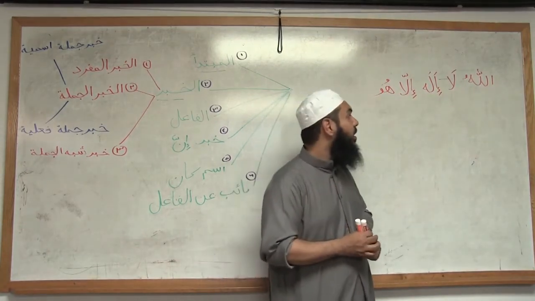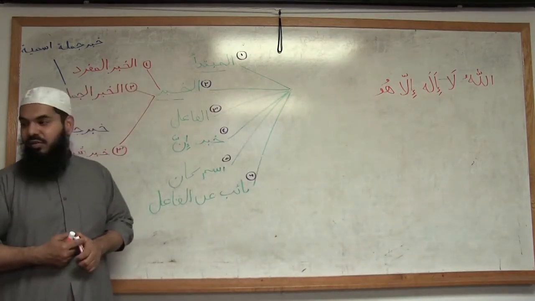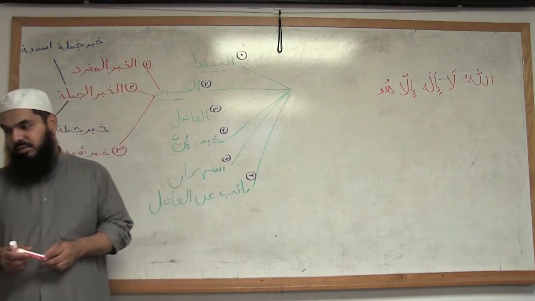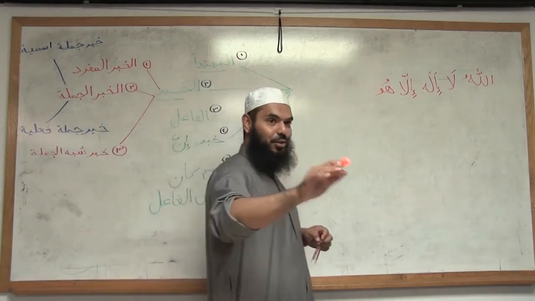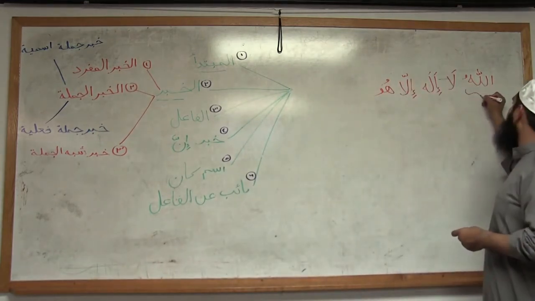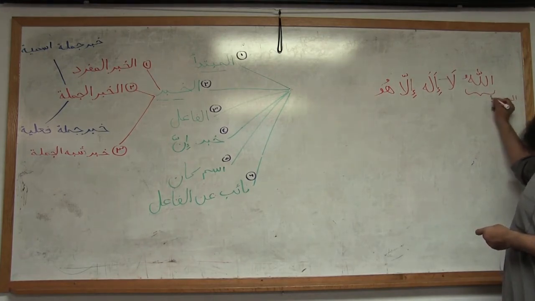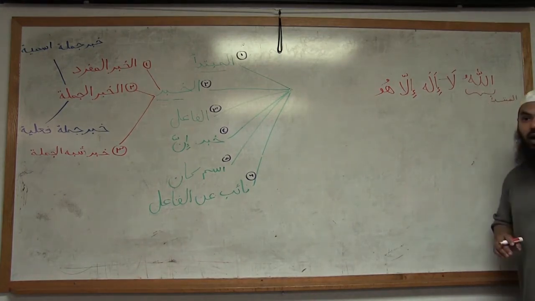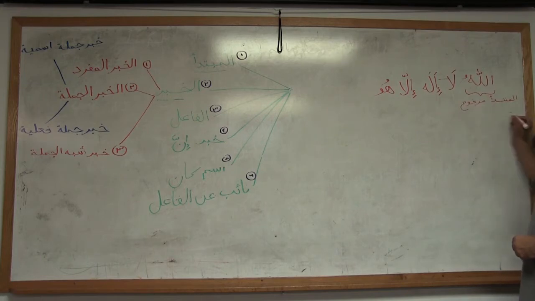Alright. Now, Umar, is it jumla ismiya or fi'liya? Yusuf? Ismiya. Oh, you were good. Ismiya. Alright. So what does it begin with? Where is your mubtada? Mubtada, or your subject, is the lafz al-jalala, the word Allah. Is it marfu? How do you know? Because of the dhamma. Excellent.